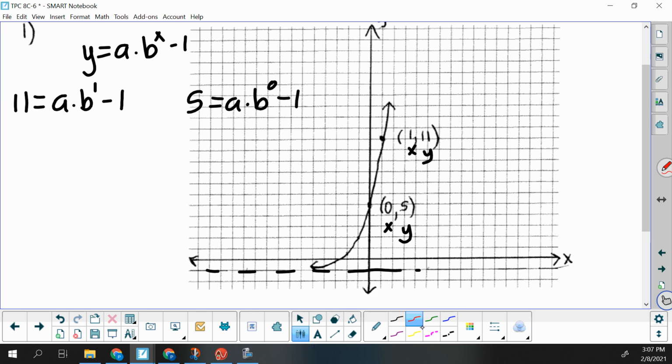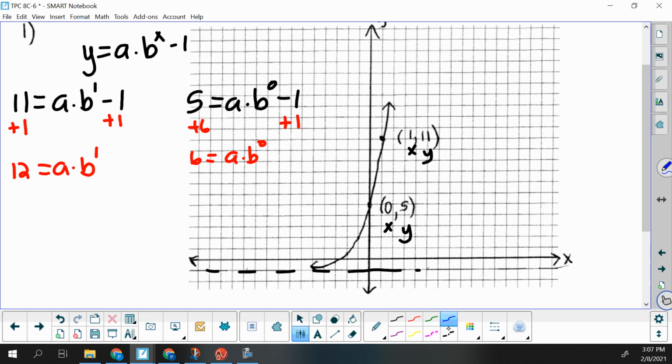Well, the first thing I'd like you to do is always do your adding or subtracting, get those out of there. So in this case, we've got to add the 1 to get it out of there. And that's going to give us 12 equals a times b to the first. Add your 1 over, and we'll have 6 equals a times b to the 0.